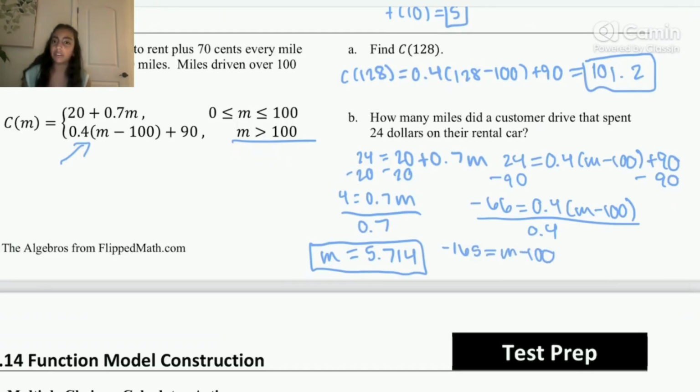And you can also honestly just stop there, because you can see that once you add 100 to both sides, it'll still be a negative number. It's going to be negative 65. And you can't have negative 65 miles. So that's not even an answer. You can just ignore this whole side. Your answer is going to be 5.714 miles.